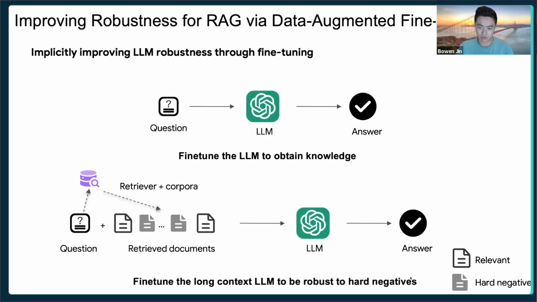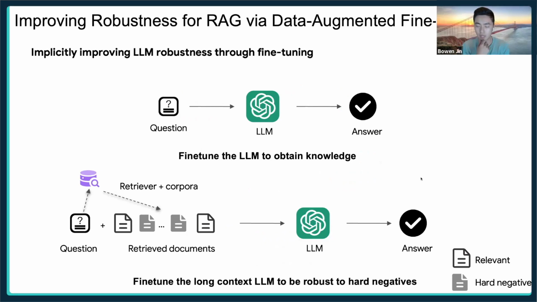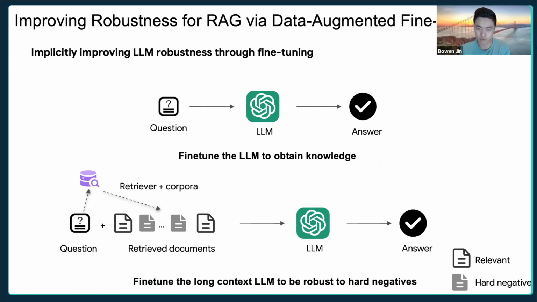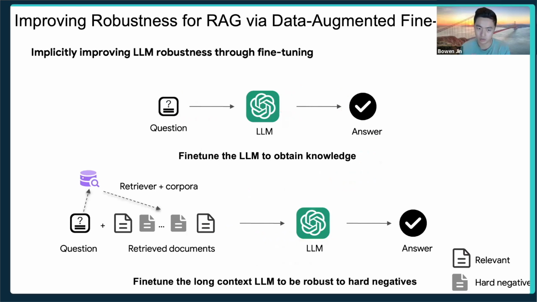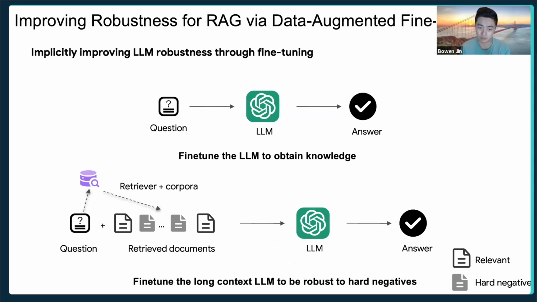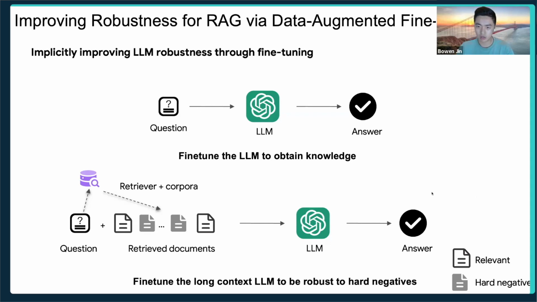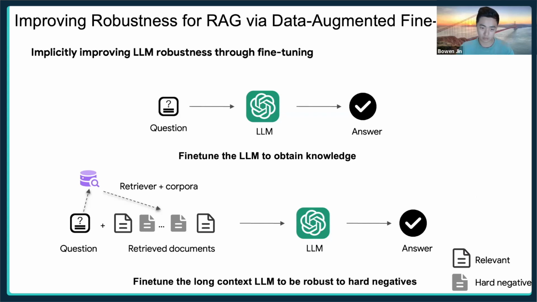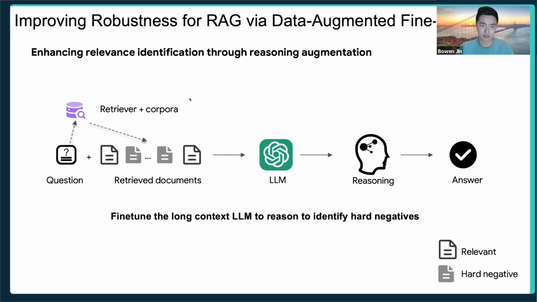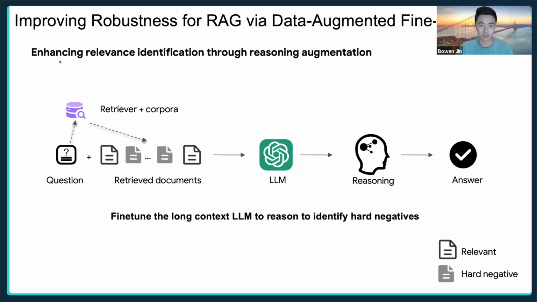However, go back and look at this training pipeline. Actually, we expect to implicitly let the LLM learn which documents could be relevant and which documents could be irrelevant or hard negatives. And we actually do not teach the LLM how to explicitly select the relevant documents before it gives the answer. What we propose next is another training pipeline, which is to enhance relevance identification through reasoning augmentation.